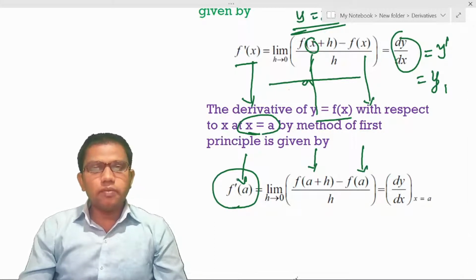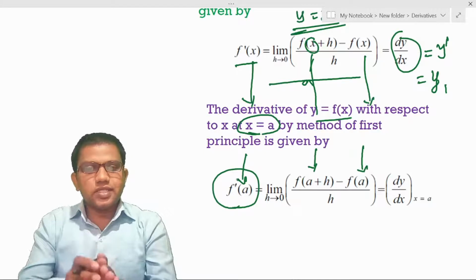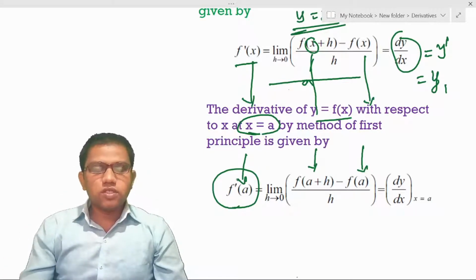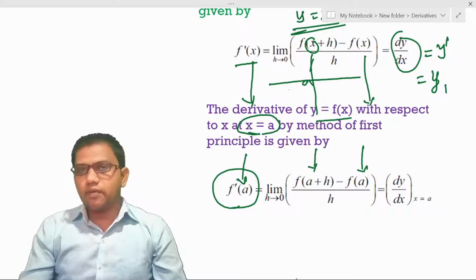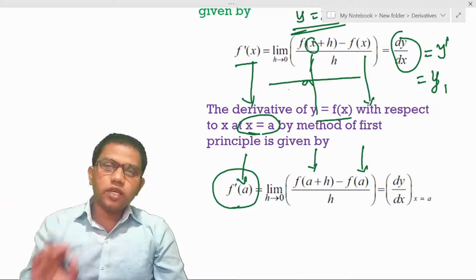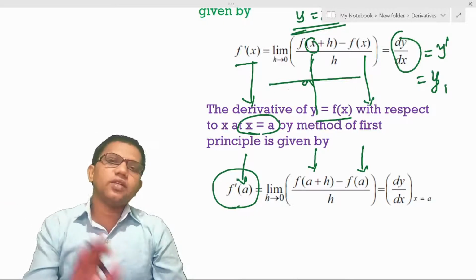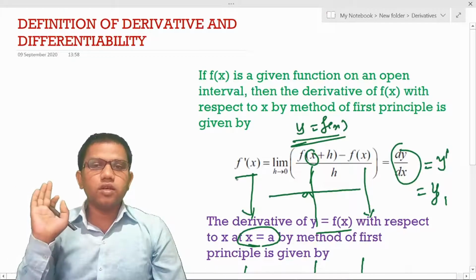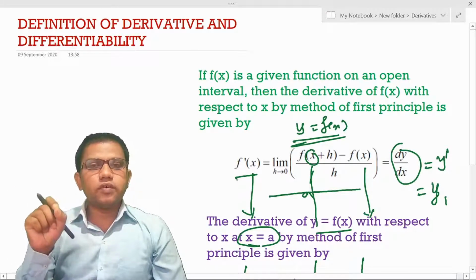Everybody knows about the limit. If this limit exists, then the derivative exists. Obviously, if the function is differentiable, we can find the derivative of that function. Now at a particular point, with the help of this definition, we can find the derivative of the function. So, the derivative of the function at the given point, and this is the basic definition of derivative.